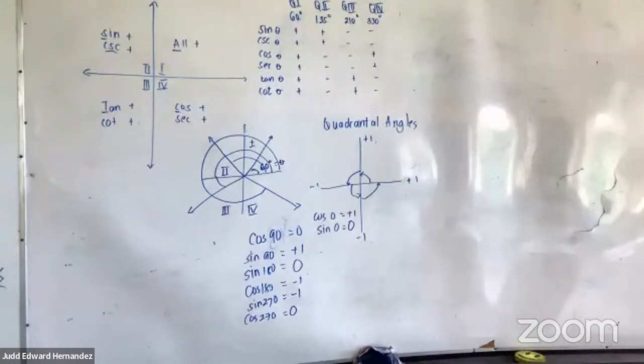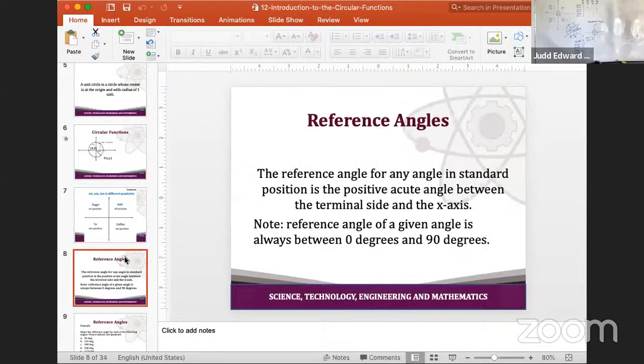Okay, let's continue. So, our next is about reference angles. So, what are reference angles? Reference angles, so for any angle in standard position, is the positive acute angle between the terminal side and the x-axis. Always remember that reference angle of a given angle is always between 0 degrees and 90 degrees. Kaya nga sinabi na acute angle. And this reference angle are always positive angles, between 0 to 90 degrees.